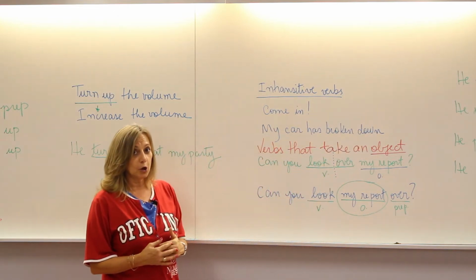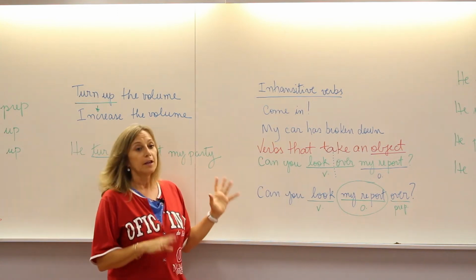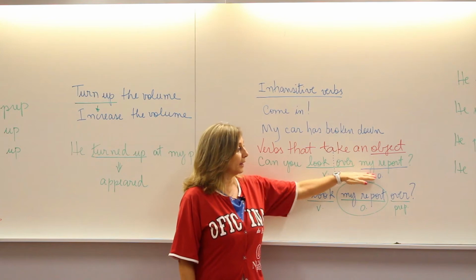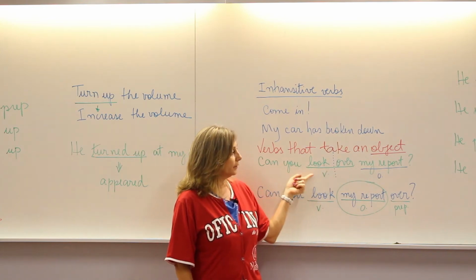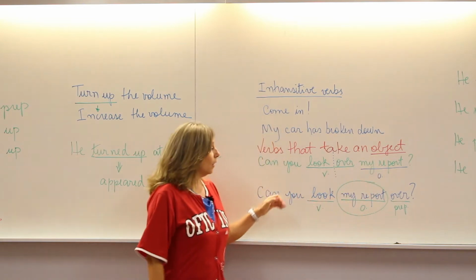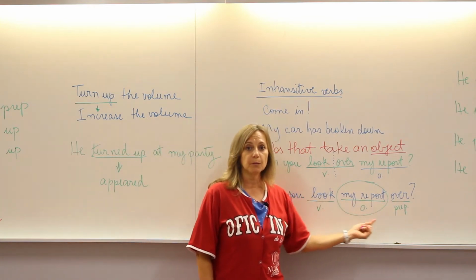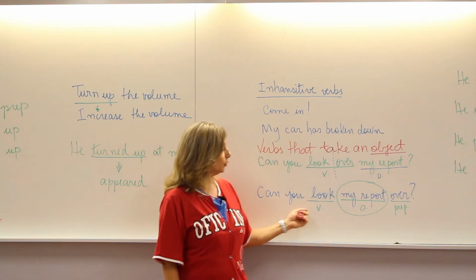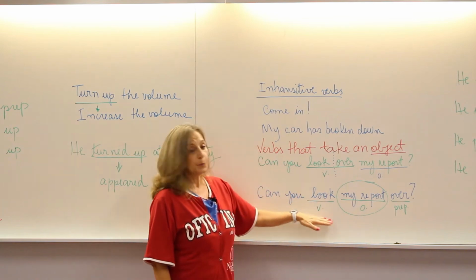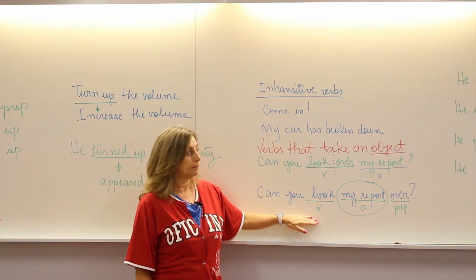When the verbs need an object, when they are not intransitive, then I can work with my verb. For example, can you look over my report? This look over is my verb, and my report is my object. What happens to this object? This object can separate my verb and my preposition. So, can you look my report over? And this is possible too. So I can say the sentence this way or this way.